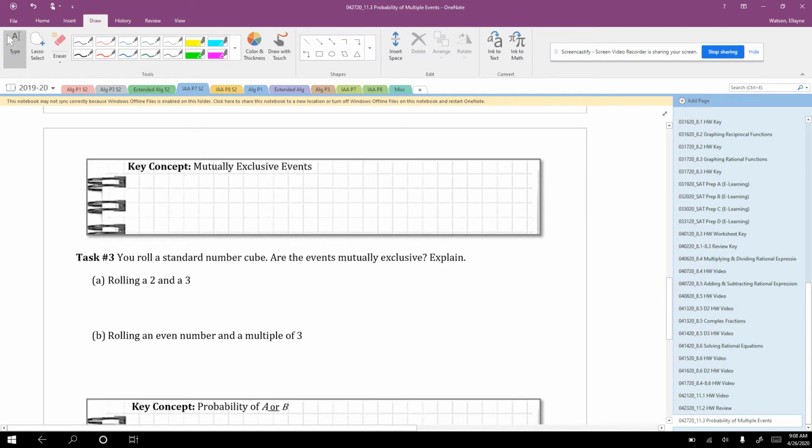Now we want to talk about mutually exclusive events. Okay, what does it mean when 2 events are mutually exclusive? So, mutually exclusive events means 2 events, or they are 2 events that cannot happen at the same time.